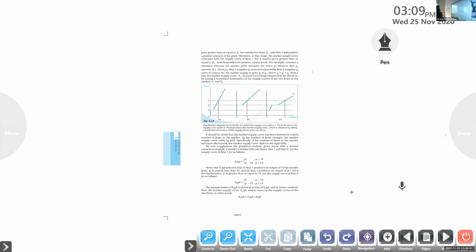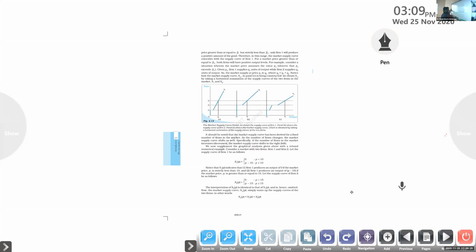We are preparing a market supply curve on the basis of the number of firms functioning in the market. If the number of firms changes, the market supply curve will also change. Specifically, if the number of firms in the market increases or decreases, the market supply curve shifts to the right or to the left. If increasing, it shifts to the right; if decreasing, it shifts to the left.